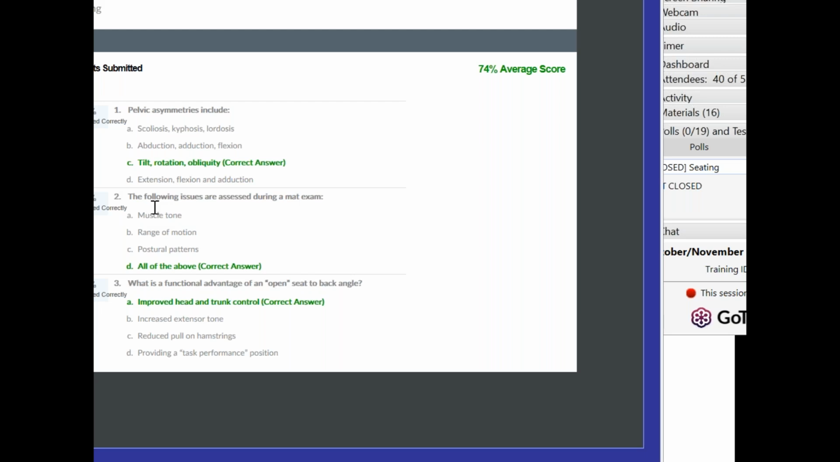Number 2, that's pretty easy. You want to make sure you're addressing all three: muscle tone, range of motion, and postural patterns.